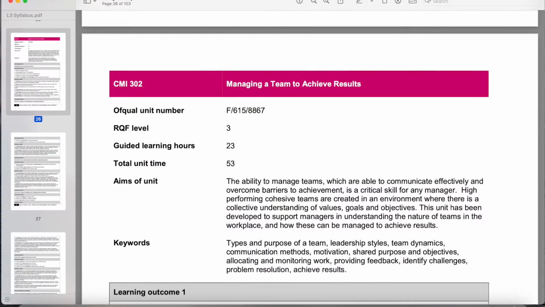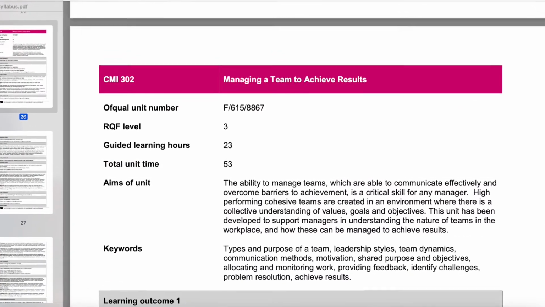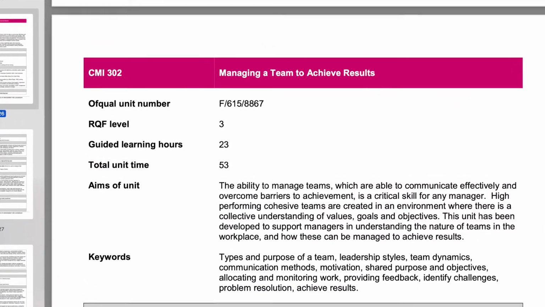So let's have a closer look at the aims of the unit, which you'll find on the first page of the guidance notes and the syllabus for Unit 302. You will see from the aims of the unit that it's all about managing and leading and communicating and supporting the members of your team to work towards the objectives of the business or organisation. And that literally is what you're going to write about.